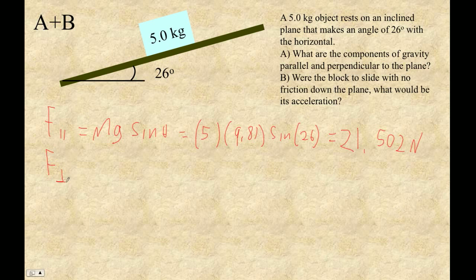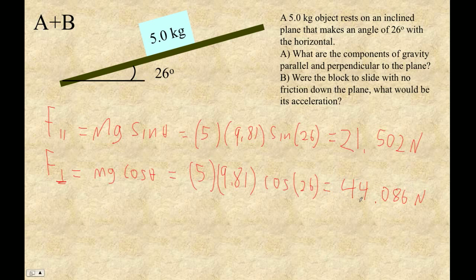And the force perpendicular is mg cos theta. We're not going to use this one, but let's just calculate it for fun. 5 times 9.81 times cos 26. Make sure you're not in radians. That's always a helpful thing. This is 44.086 newtons. We're not going to use this one, but if we were doing friction, it would actually cause friction.